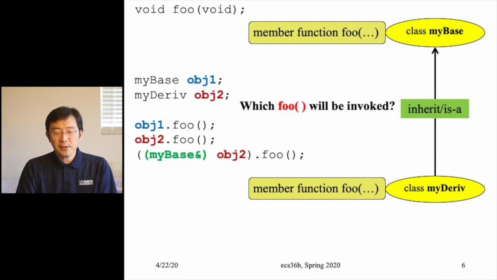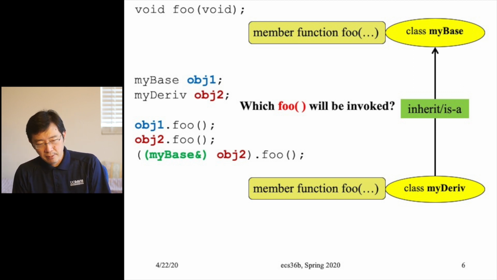Now I want to show you a piece of code. Assuming I create object 1 using the class definition of my base, and I create object 2 using the class definition of my derive. So now you have object 1 and object 2 created at some point in your program, and later you're going to call the member function foo. I have 3 lines here, which you can see on the slide. The first line is object1.foo, and the second is object2.foo.